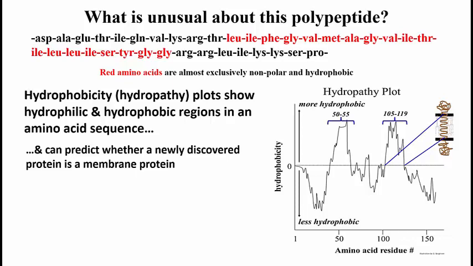Approximately 18 to 20 or 21 hydrophobic amino acids will form a helix whose dimensions would be just about right to span a typical plasma membrane, a typical phospholipid bilayer. So we can predict what regions of a polypeptide might span a bilayer by doing a hydropathy plot.